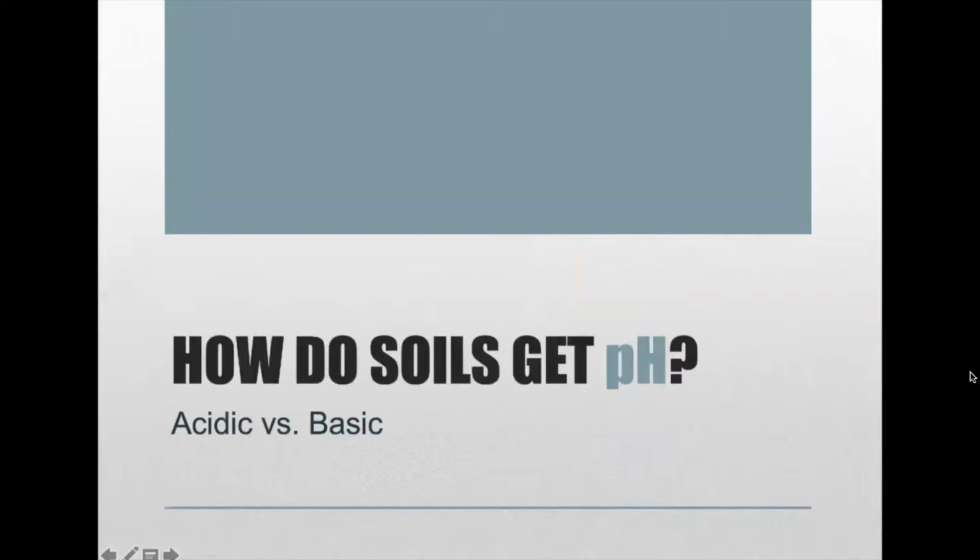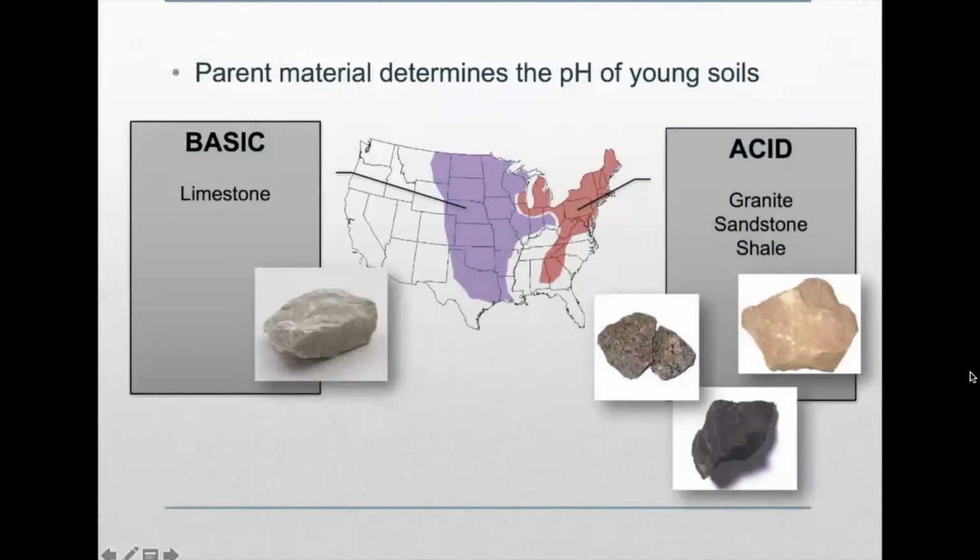So, how do soils get their pH? They may get this from their parent material. Their parent material determines the pH of young soils. So, basic soils, and those are soils with a pH above 7.0. And these basic soils are in the purple area. So, this is the area of the Midwest region. This area, limestone, is the most prominent. So, we're going to have soils with a higher pH.